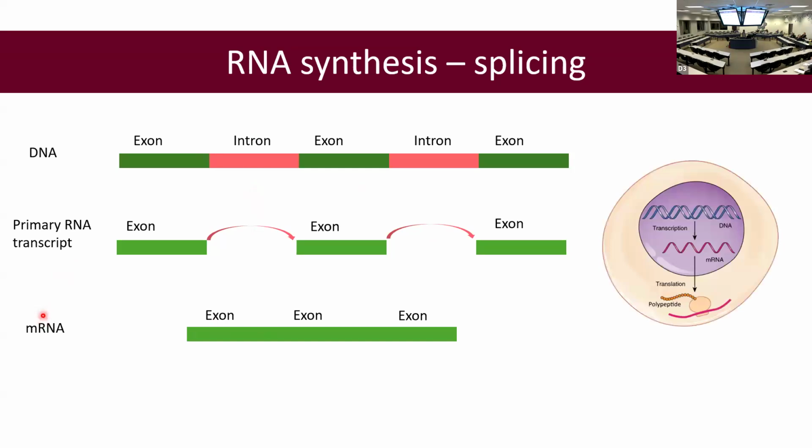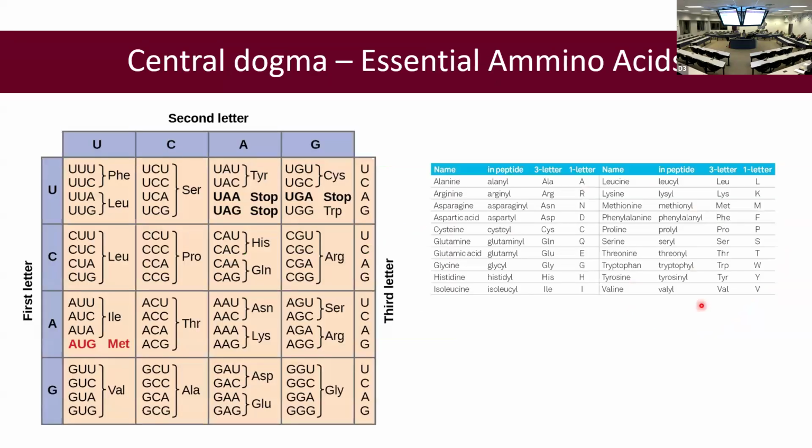From the messenger RNA, we've been talking so far about everything happening inside the nucleus. Transcription from DNA to messenger RNA happens in the nucleus. And from this point on, this messenger RNA is taken out to the cytoplasm to be translated. The messenger RNA has the coding information to call for essential amino acids, which in our body, we have 20 of them.